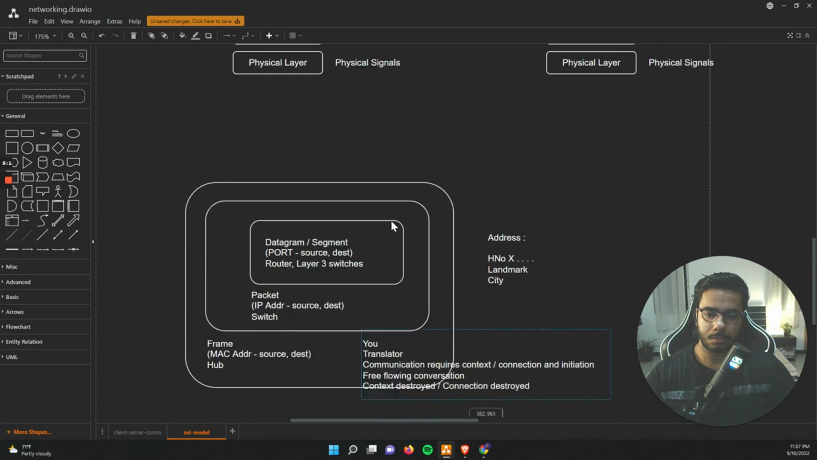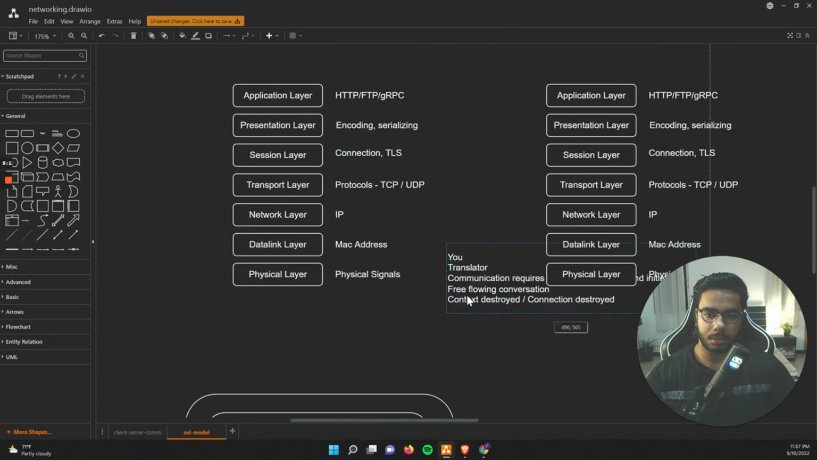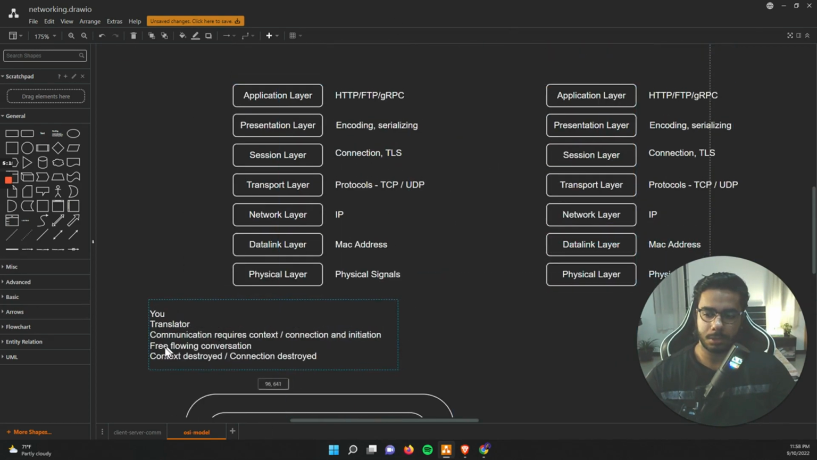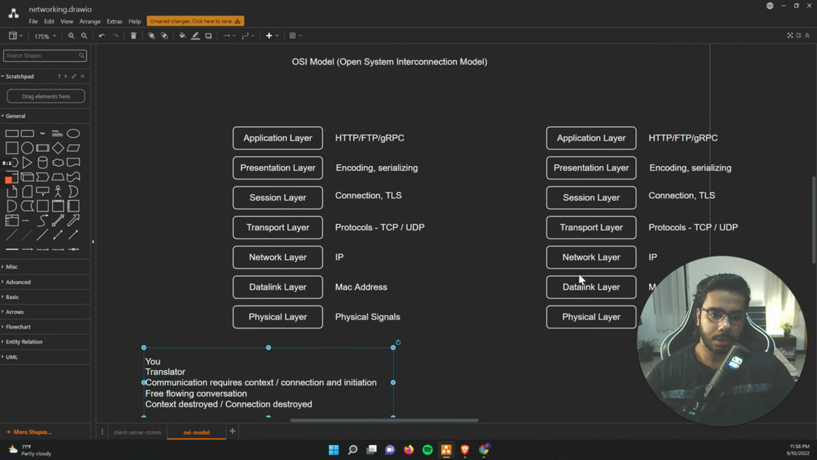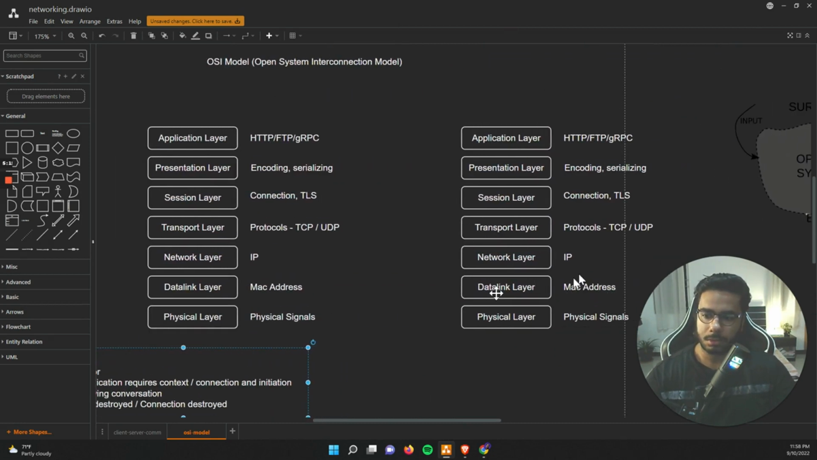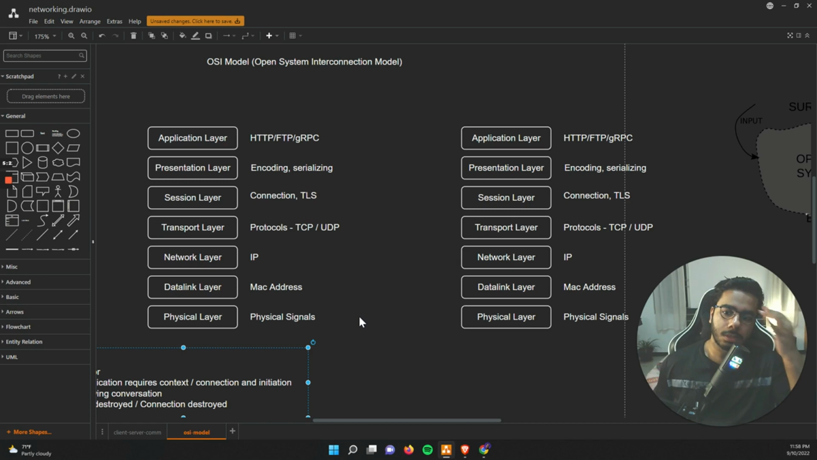Okay, I'll just put it below. Ignore this for now. We'll go through this later. And I'll just move out a bit. Yeah. So this is the whole thing.